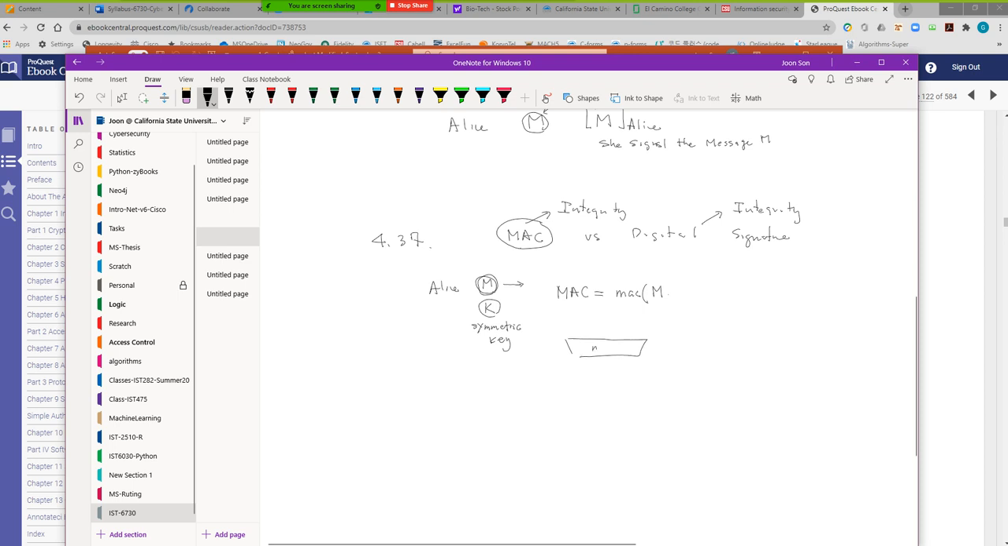So let's say this is the MAC function. You put in the message M, and then what? You put in the shared key. This is a symmetric key, by the way, right? And then you get the MAC value, which you can use to achieve integrity, right?